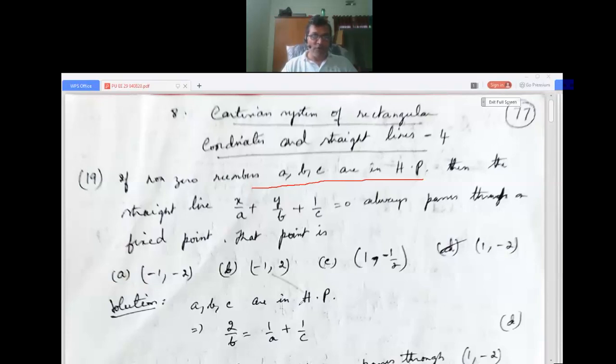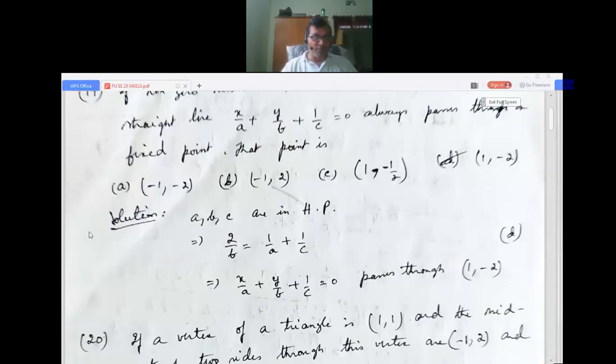Okay, now here you can see, since A, B, C are in HP, HP means its reciprocals will be in AP. So 1 by A, 1 by B, 1 by C will be in AP, so 1 by B will be the arithmetic mean of 1 by A and 1 by C. This is a standard formula, I explained it already once.